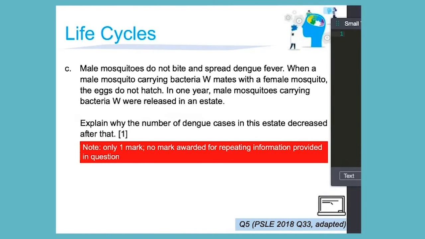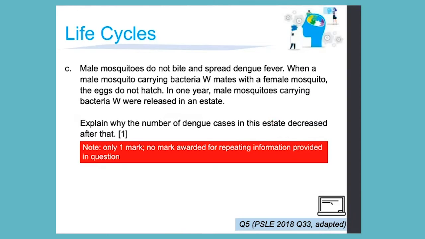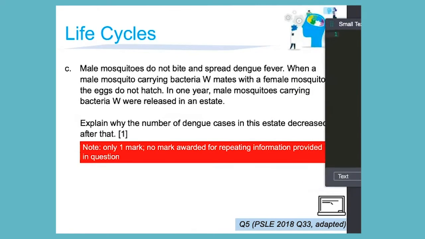So this is a bit tough. Male mosquitoes do not bite. They don't spread dengue fever. When a male mosquito that carries bacteria W mates with a female mosquito, then the eggs that this female mosquito lays will not hatch. So in one particular year, these male mosquitoes carrying bacteria W were released into an estate. So now explain why the number of cases in this estate decreased after that. So again, make sure you do not restate things that are already mentioned in the question.